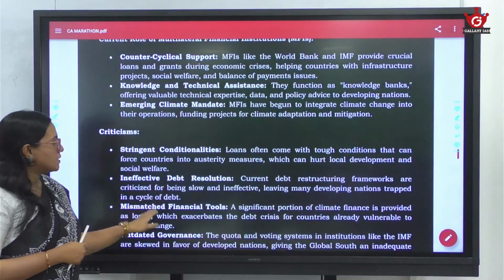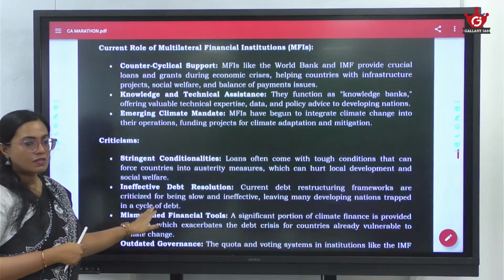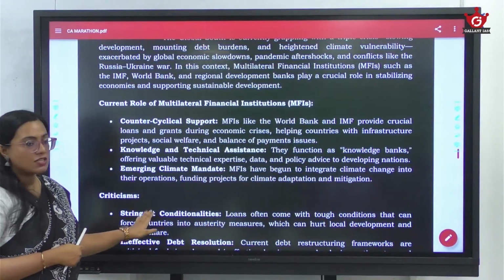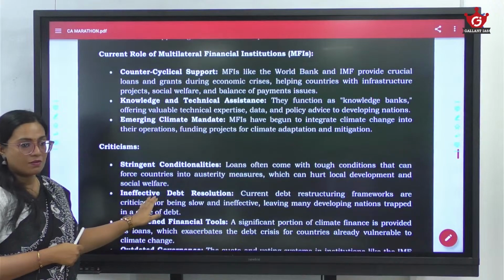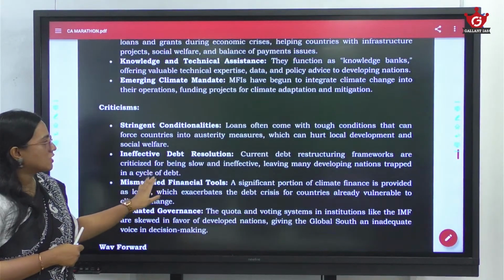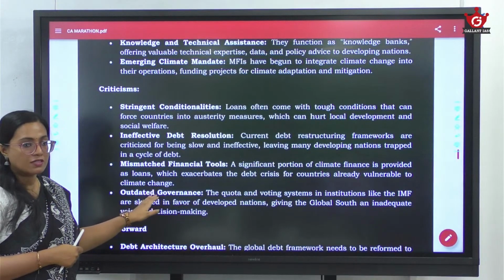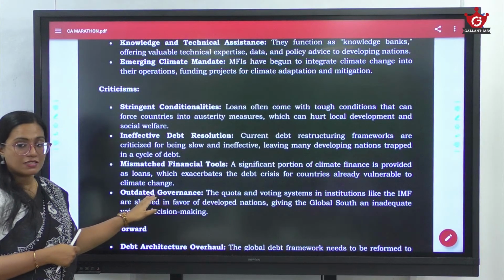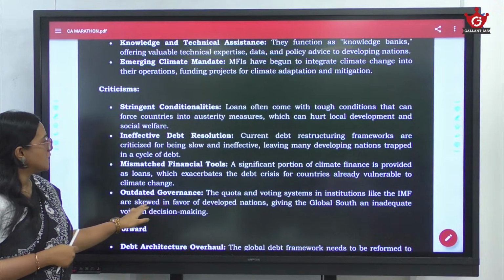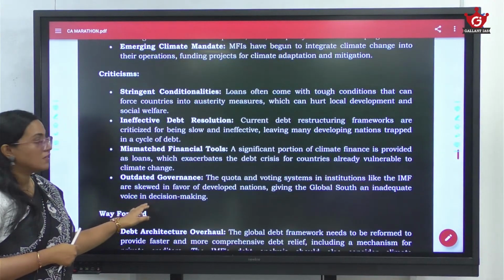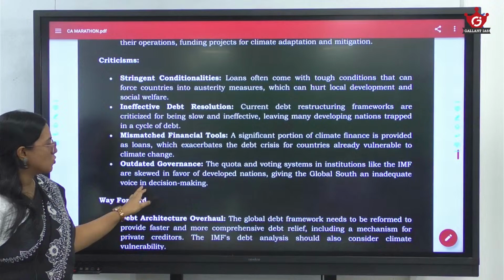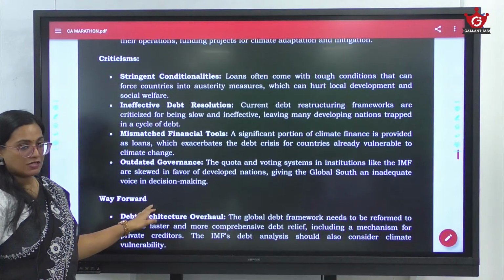Now, what is the criticism? When such a question is asked, you should have the criticisms. Stringent conditionalities, like when you are providing loans, tougher conditions are imposed on countries, especially on underdeveloped or developing countries. Ineffective debt resolution, mismatched financial tools, outdated governance.